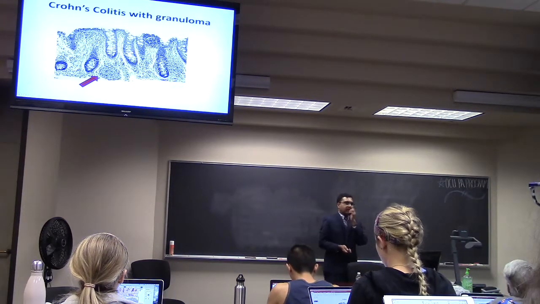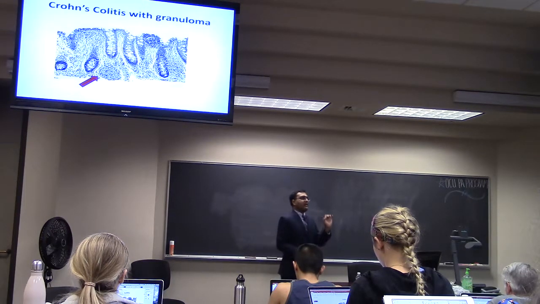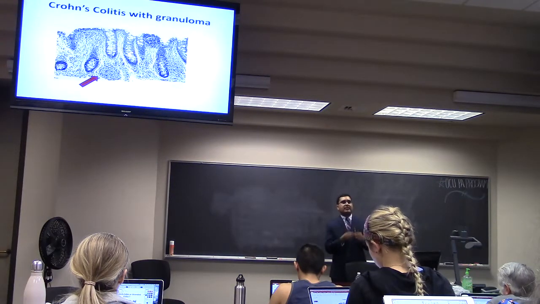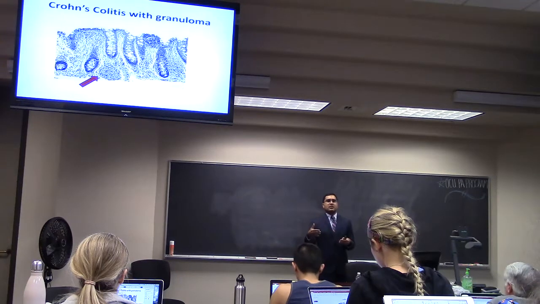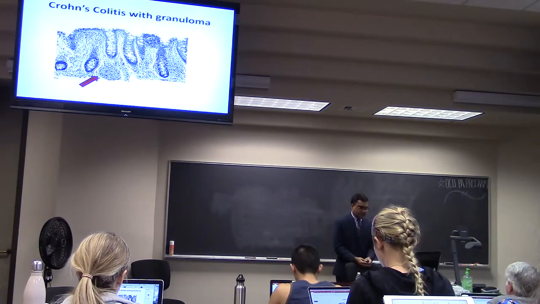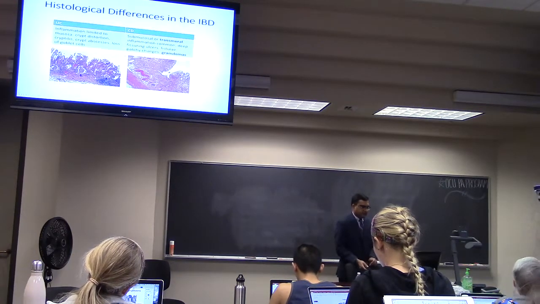This is Crohn's colitis with granuloma. The buzzword in histology for Crohn's disease is granulomas. When you do biopsies, you can see granulomas, and once you see granulomas, you know that this is Crohn's disease. But it's very hard to find granulomas. Only 10 to 15% of the time you see granuloma. But when you see granuloma, it is Crohn's disease.